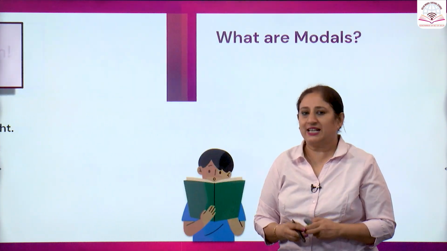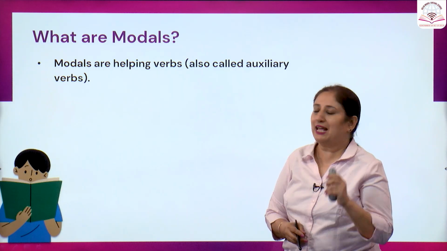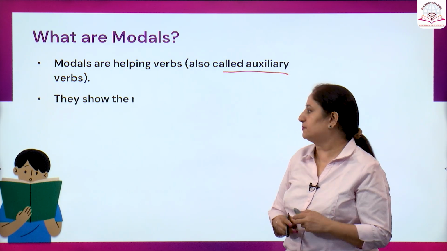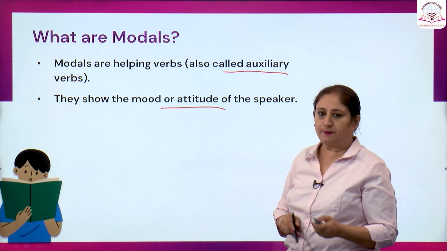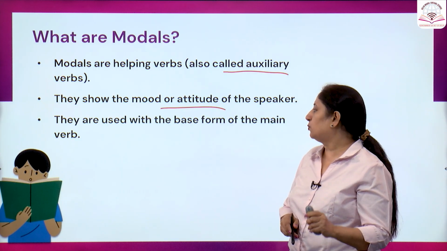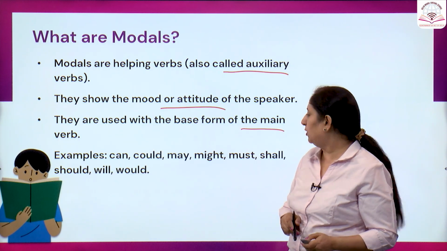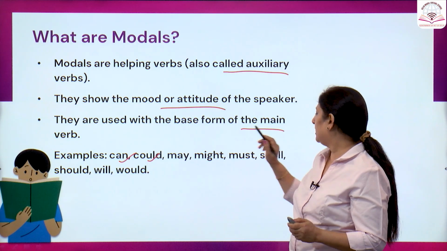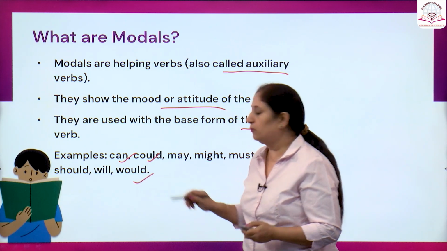So now let's find out what are modals. Modals are helping verbs. They are also called auxiliary verbs. They show the mood or attitude of the speaker. They are used with the base form of the main verb. Examples for them are can, could, may, might, must, shall, should, will or would.